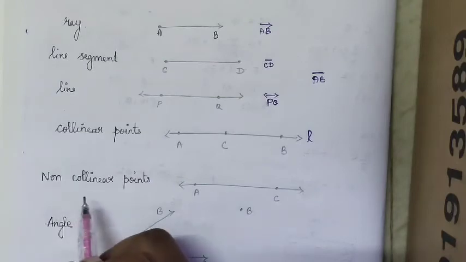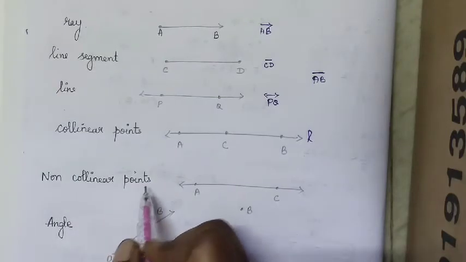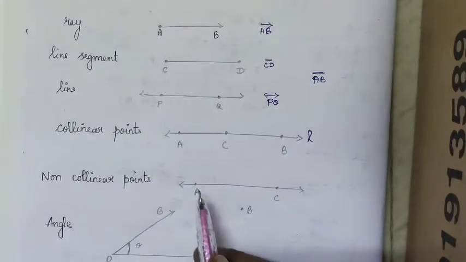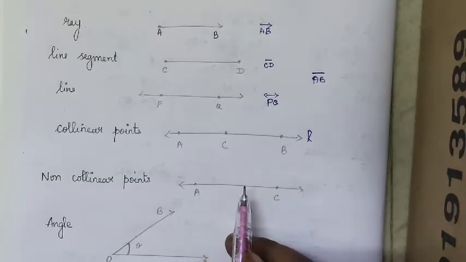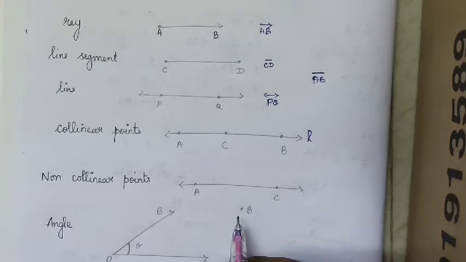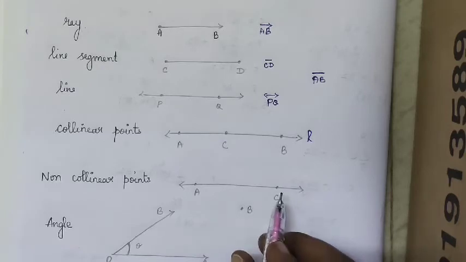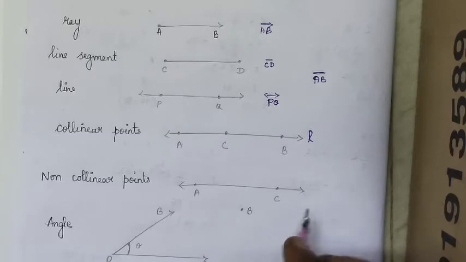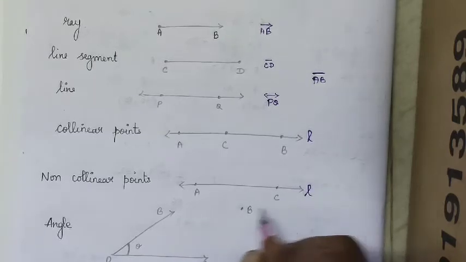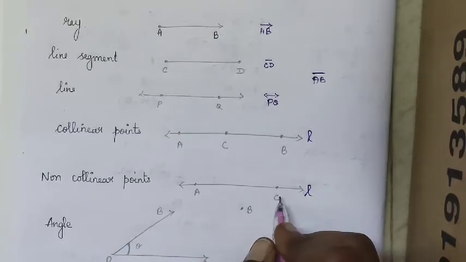Now, the next is non-collinear points. Non-collinear points means the third point does not lie on the line. Only 2 points will be there. If 2 points lie on a line, then it will be a line there. This is not collinear points. The third point does not lie on the straight line. If these 3 points do not lie on a straight line, then these 3 points are not called collinear points. These are non-collinear points there.